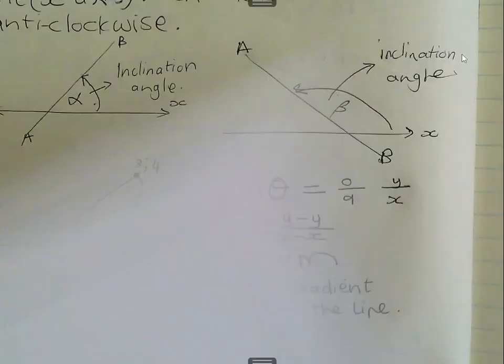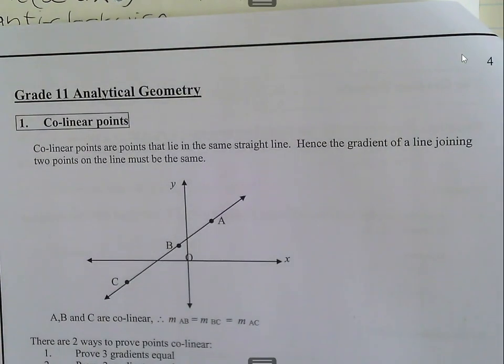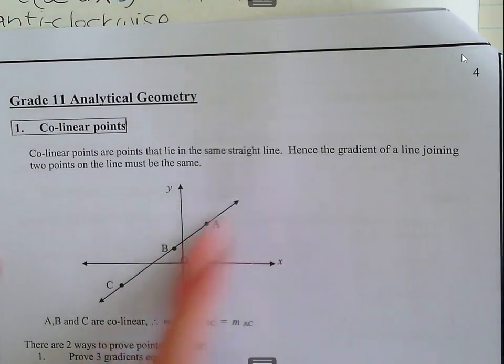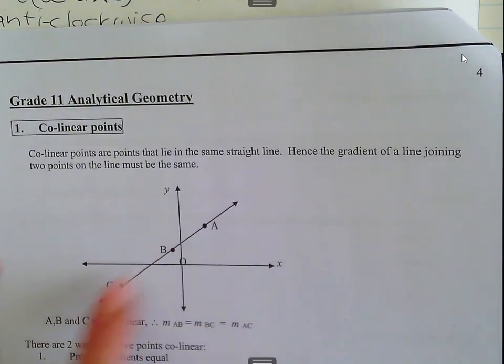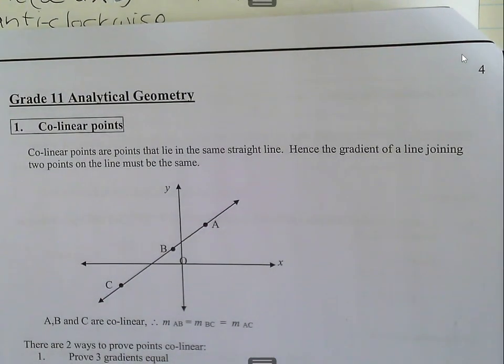Where grade 11 analytical geometry starts. Only two things that we learn in grade 11: it's the inclination angle, and then it's the collinear points. Now, collinear points means if you have a straight line and there are coordinates on this line, if they're collinear, they're all on the straight line.